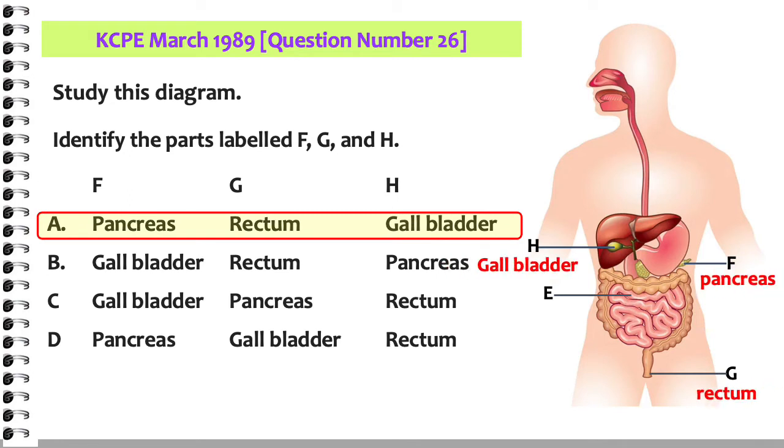The part labeled F is the pancreas. The part labeled G is the rectum. The part labeled H is the gallbladder.